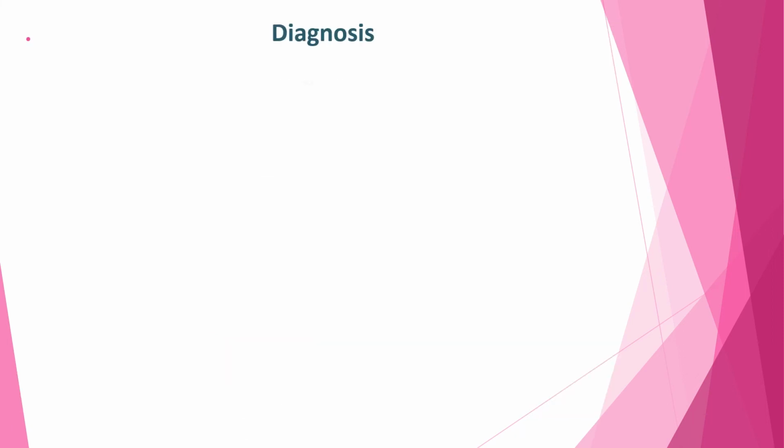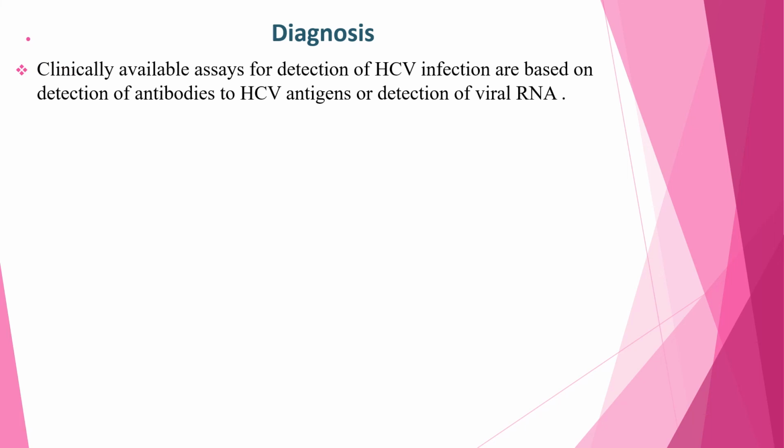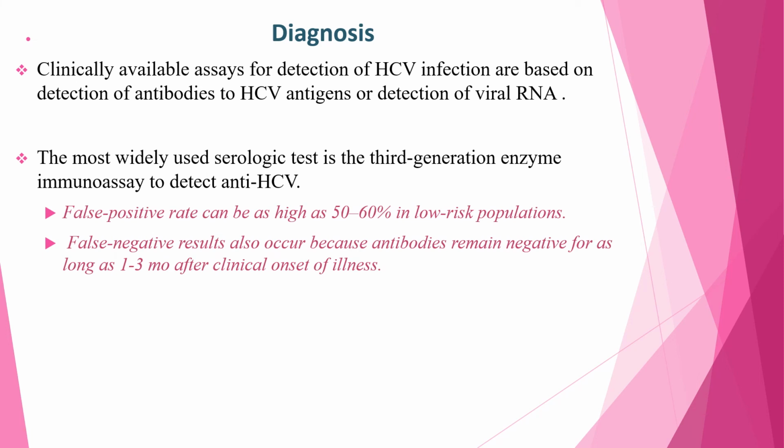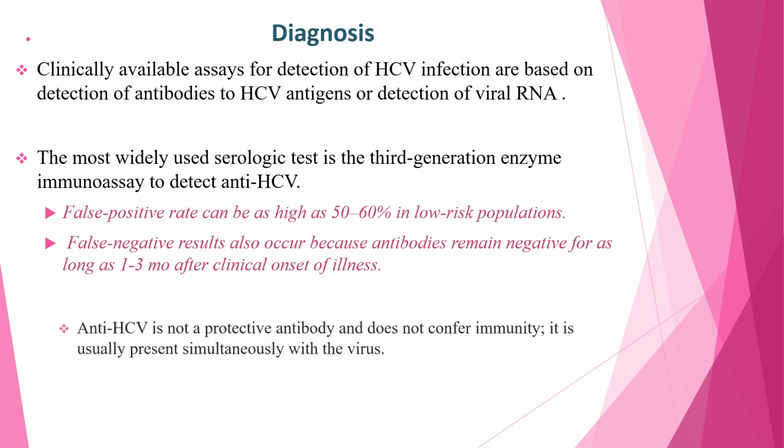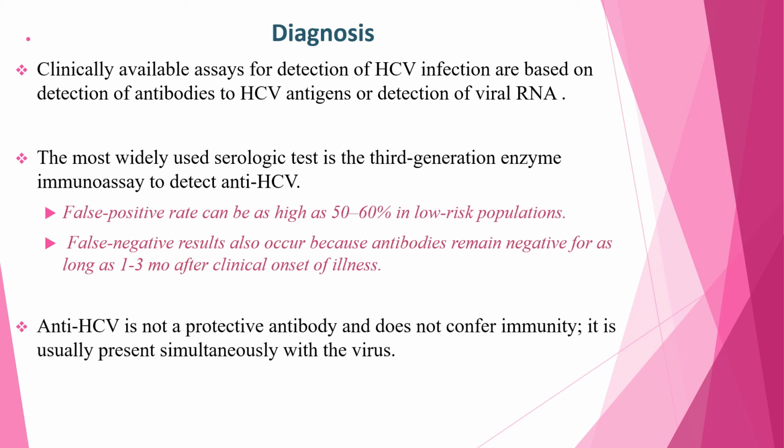When we talk about diagnosis of hepatitis C virus, clinically available assays for detection of hepatitis C virus infection are based on detection of antibodies to hepatitis C virus antigens or detection of viral RNA. The most widely used serologic test is the third generation enzyme immunoassay to detect anti-hepatitis C virus, and this test is at risk of false positive and false negative results. Anti-hepatitis C virus is not a protective antibody and does not confer immunity, and it is usually present simultaneously with the virus.